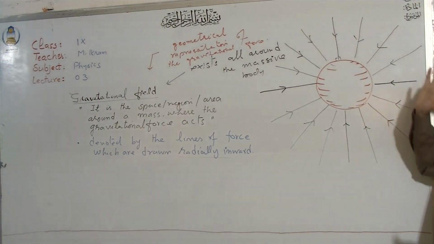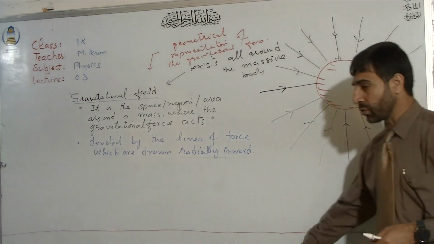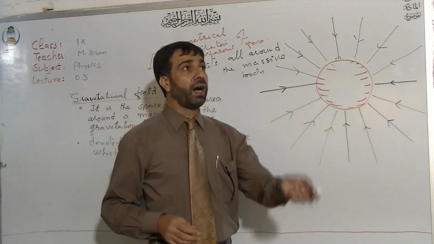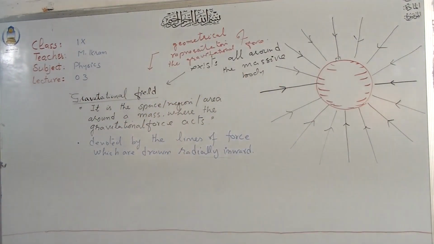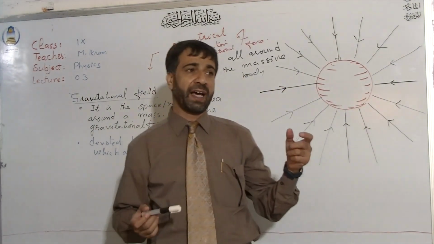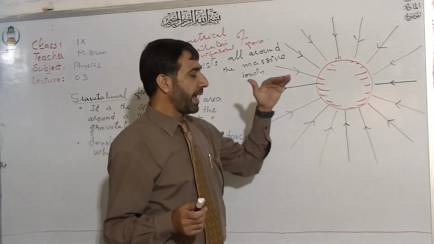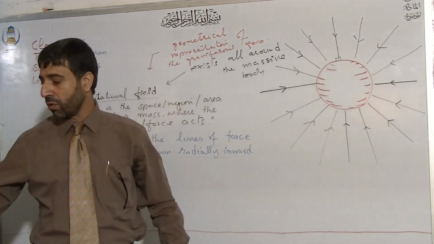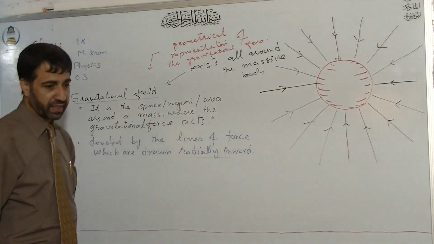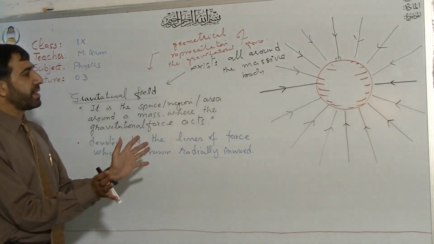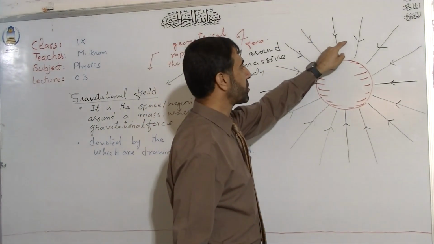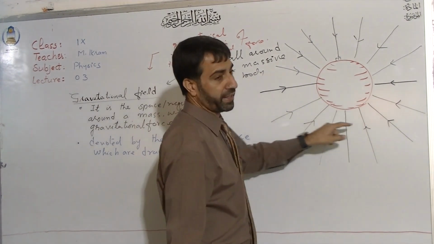Now, why directed inward? This is the first question. Directed inward because you know that when I throw this marker up, it comes back towards the ground. Anything you throw, even at the fastest speed, for example, even when you fire a bullet, the bullet has to come towards the ground. So anything that you throw in the upward direction always comes towards the ground. Why? Because the gravity is attractive. So this is why the lines are drawn inward. They show that the force is attractive.